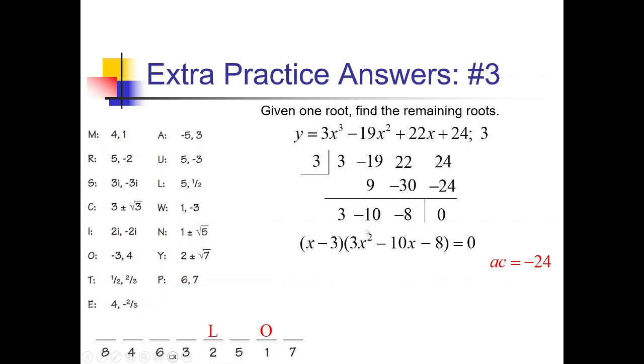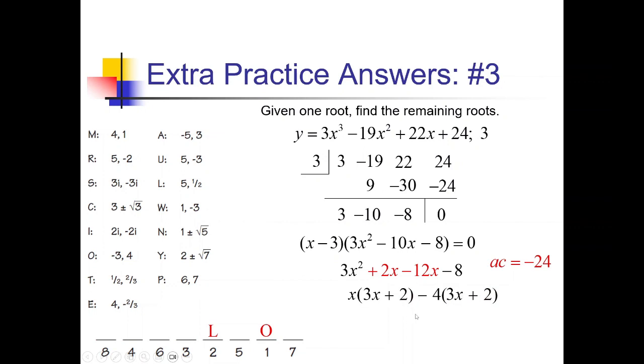So let me split this up. 3x squared plus 2x minus 12x minus 8. For my first two terms, I can take out an x. Leaves me with 3x plus 2. Next two terms, I can take out a negative 4, leaving me with a 3x and a plus 2.